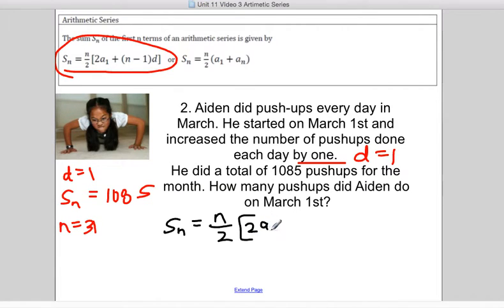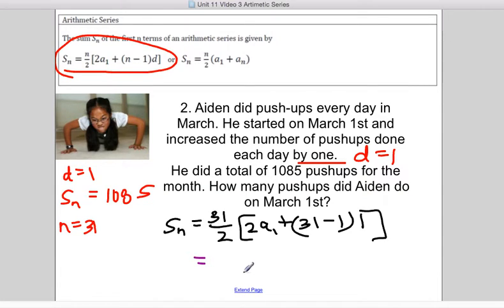No, we do not. Plus n minus 1. Oh, n minus 1 is 31 minus 1. So I made a silly mistake here. N is 31. It's the number of days we're doing it for. Times the difference, which is 1. All right, so we have to simplify.